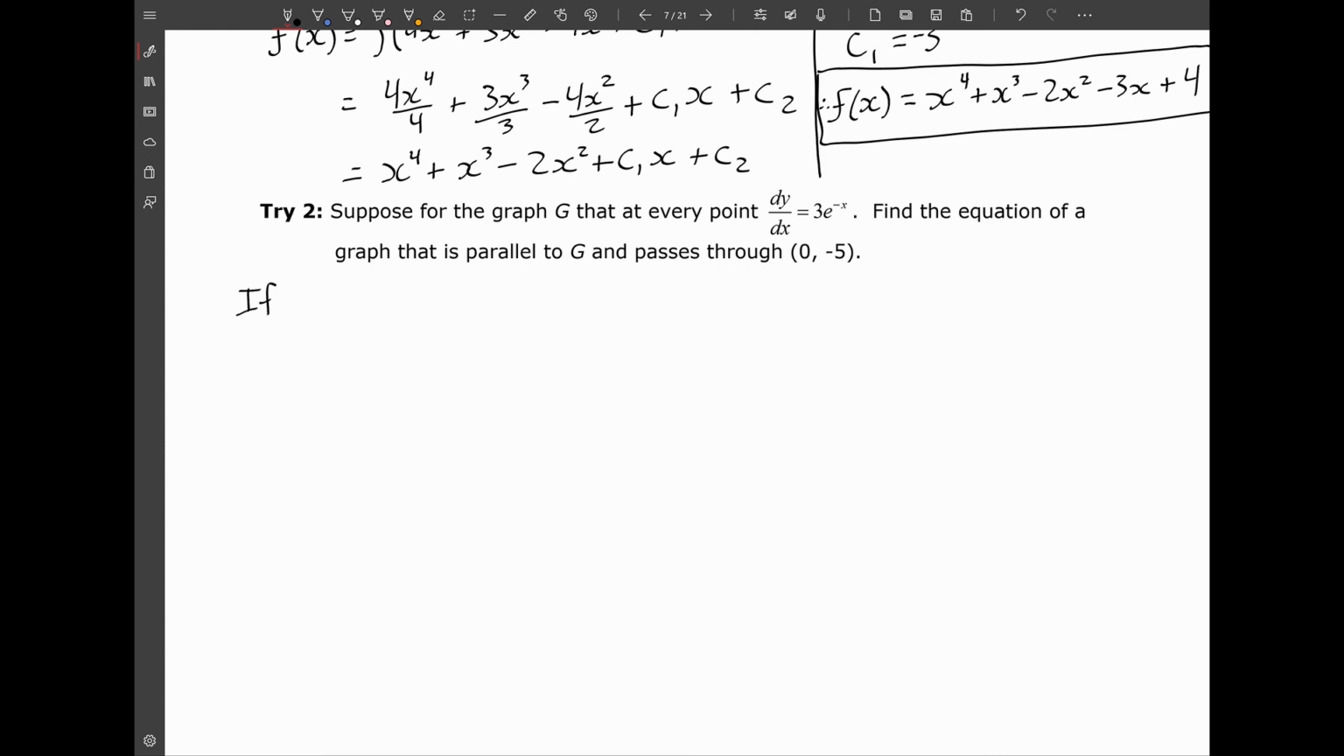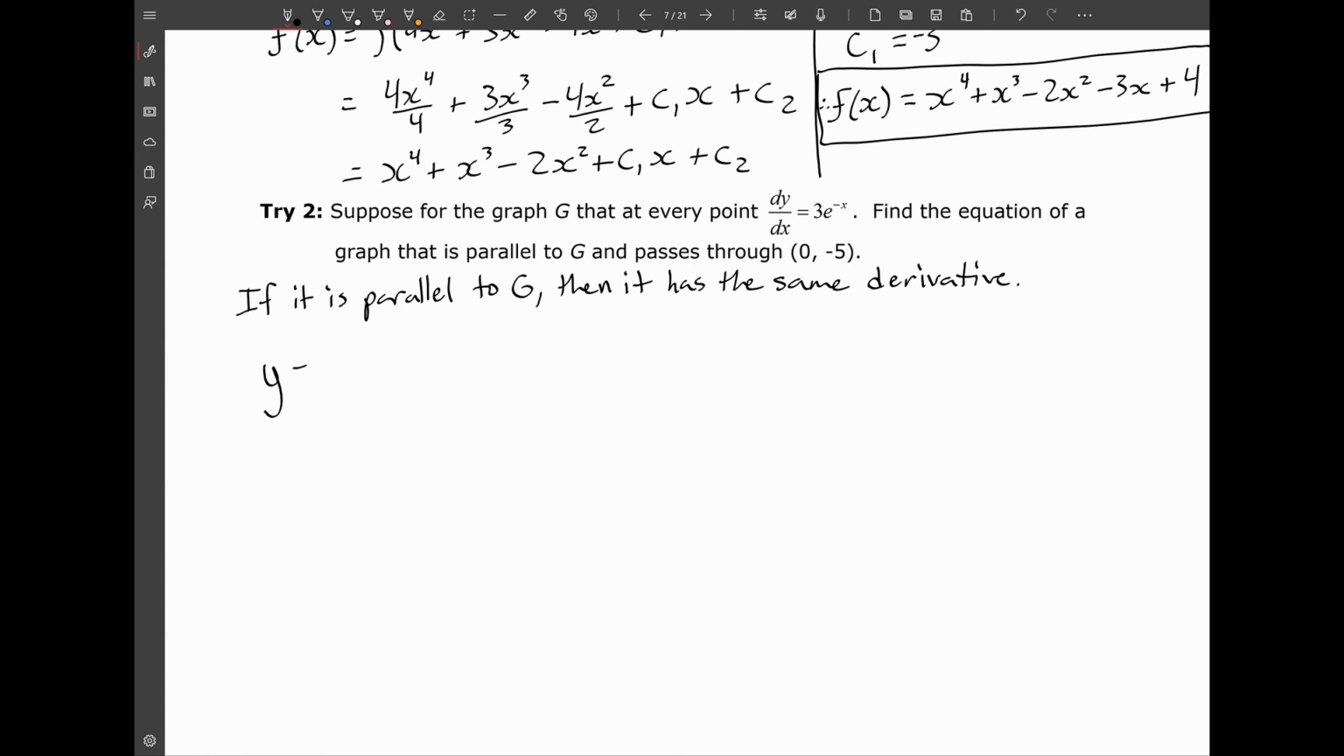If it is parallel to g, then it has the same derivative, because it means that all of its slopes should be the same. All of its tangent lines should have the same slope. So what we need to do is find a y such that dy dx is 3e to the negative x.